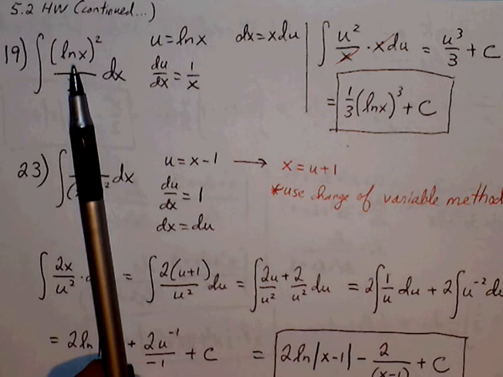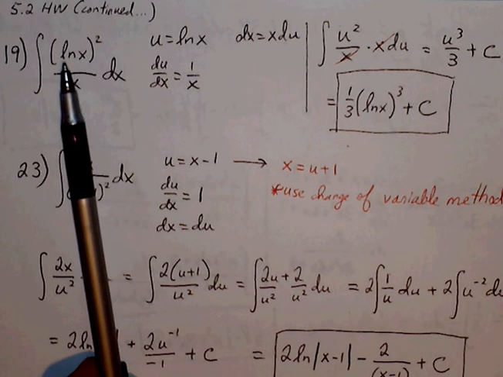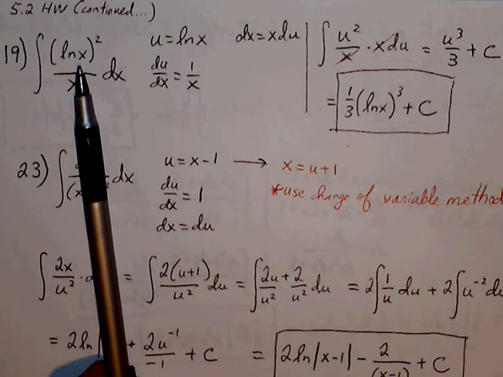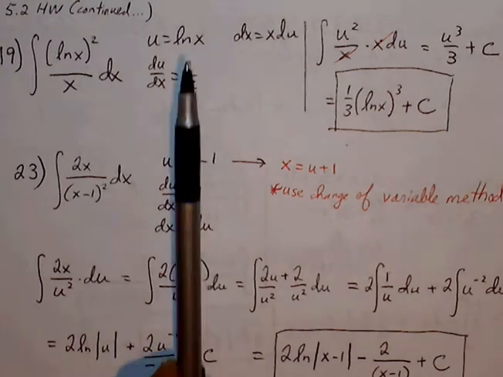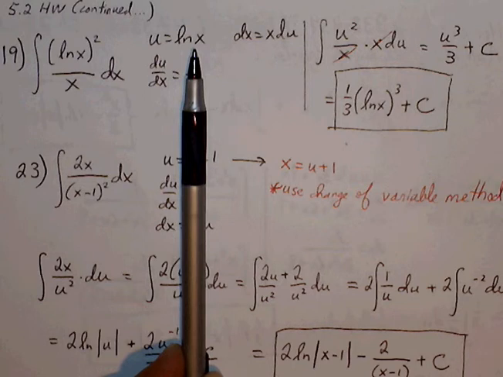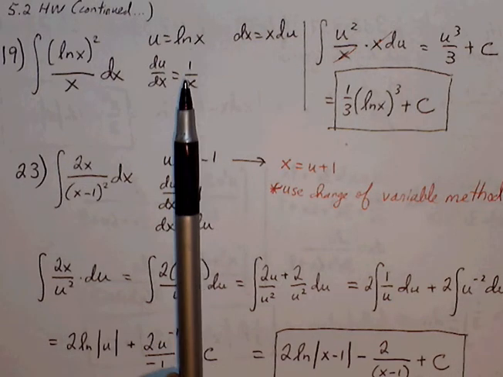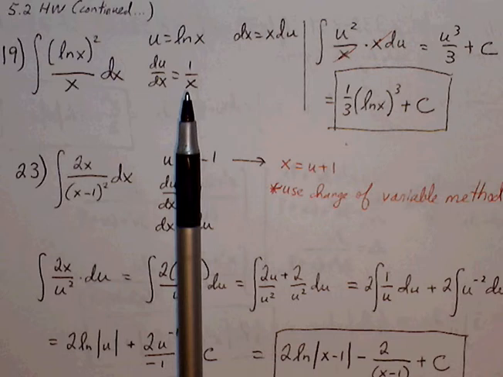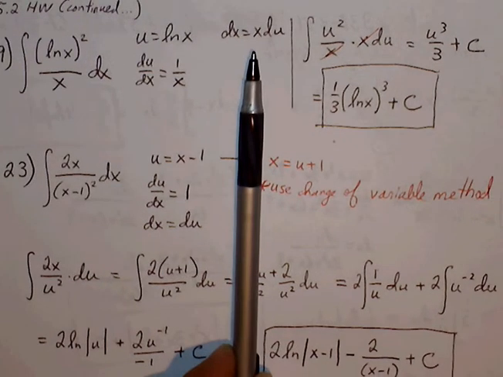So usually if you see parentheses, your first guess for u will probably be what's inside the parentheses. So let u be natural log of x. The derivative of ln of u is simply u prime over u, so the derivative will be 1 over x. Cross multiply to solve for dx, which is x du.